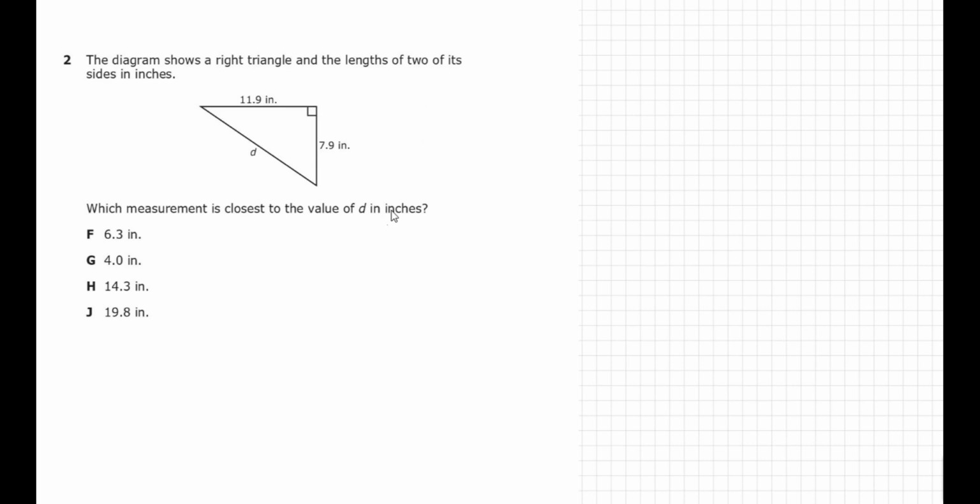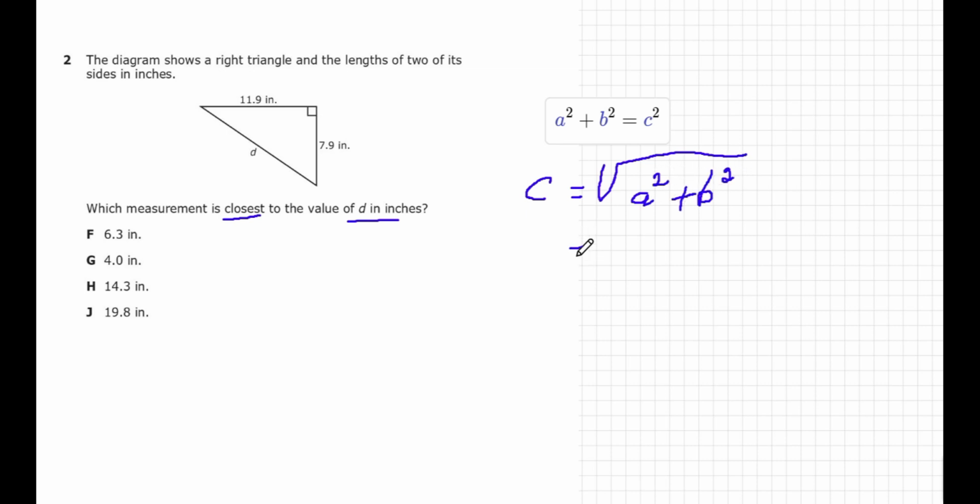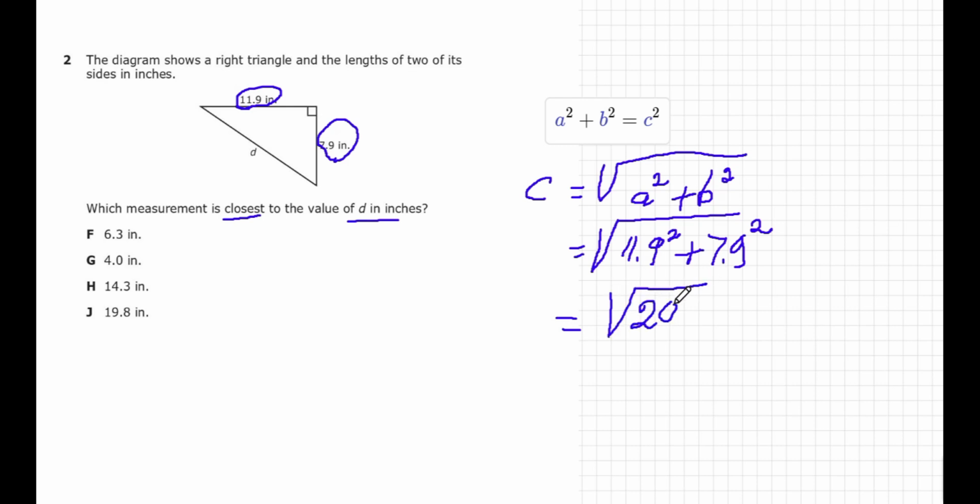Question number 2. The diagram shows a right triangle and the lengths of 2 of its sides in inches. Which measurement is closest to the value of d in inches? Using the Pythagorean theorem, in a right triangle, the square of the longest side is equal to the sum of the squares of the other two sides. a squared plus b squared equals c squared, or c equals the square root of a squared plus b squared, which is equal to the square root of 11.9 squared plus 7.9 squared, equals the square root of 204.02. It's approximately 14.3 inches. H is the correct answer.